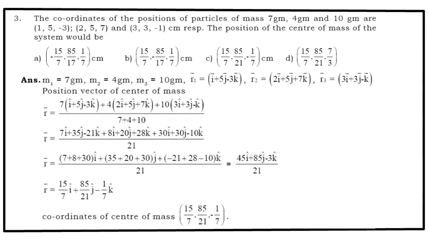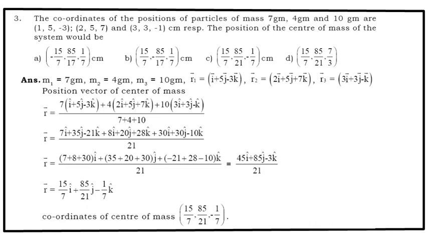Now, they have given you M1, M2, M3, right? They have given the coordinates of the point. The coordinate of the first point is 1, 5, minus 3. So its position vector would be R1 bar is equal to i cap plus 5 j cap minus 3 k cap. R2 bar, you can see the position vector of the second point would be 2 i cap plus 5 j cap plus 7 k cap, because the coordinates of point 2 are what? 2, 5 and 7. Now see third position. That is third particle, that is 3 i cap plus 3 j cap minus k cap.